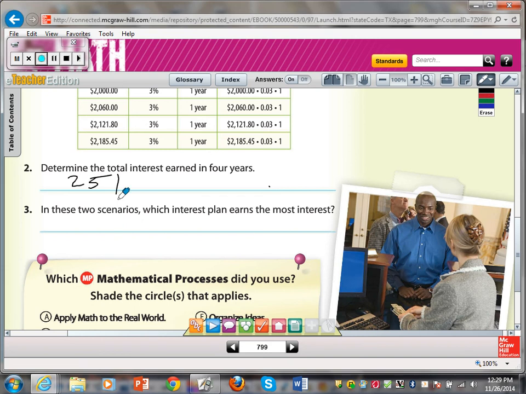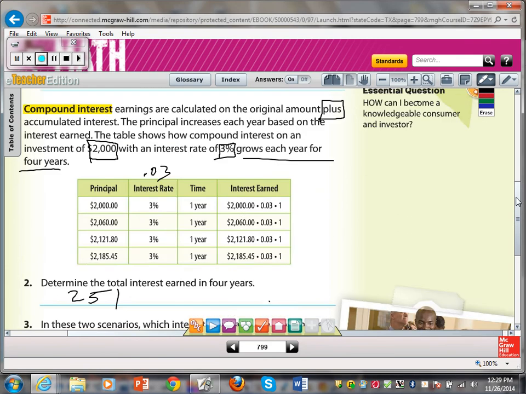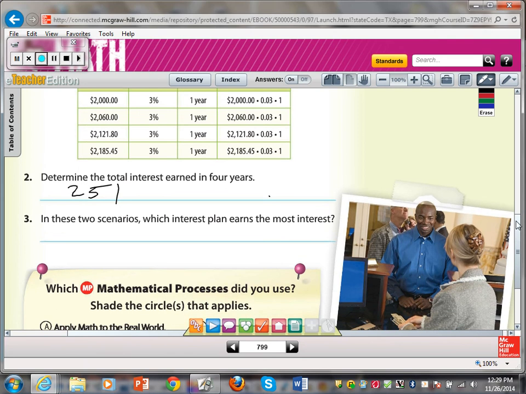Now, I think the question also asked, what would be our new balance there? Well, if you add that to 2,000, then you would say that plus your principal that you started with puts you at $2,251.